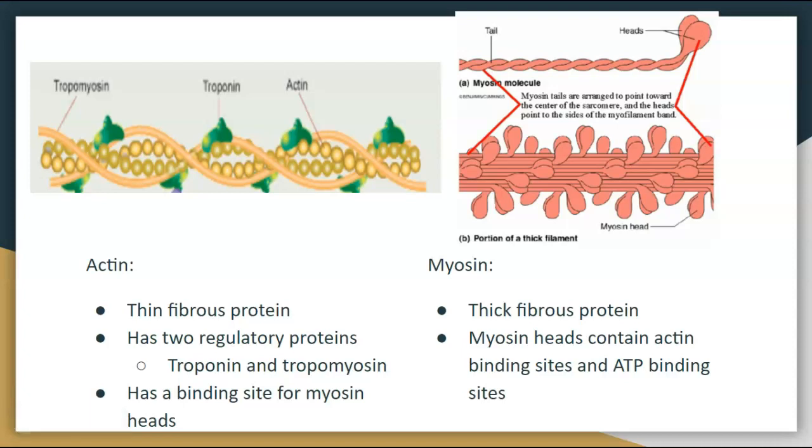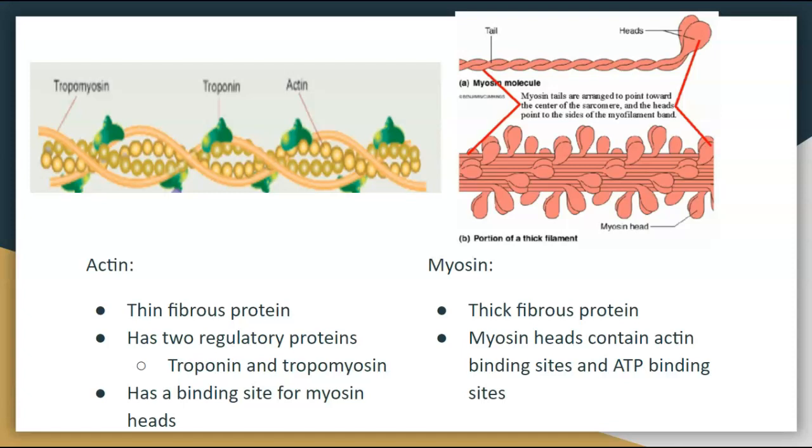So actin and myosin. Actin is thin, so it's like the tiny one, whereas myosin is thick. So myosin, when you see a picture, will be the bigger of the two. Actin has two proteins on it, troponin and tropomyosin. You will need to understand the two and how they work together.